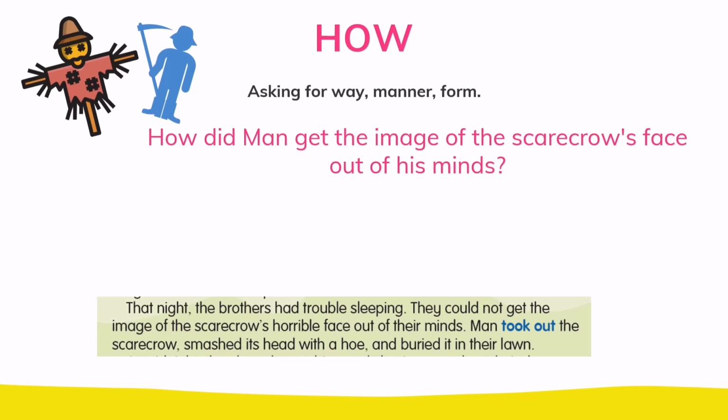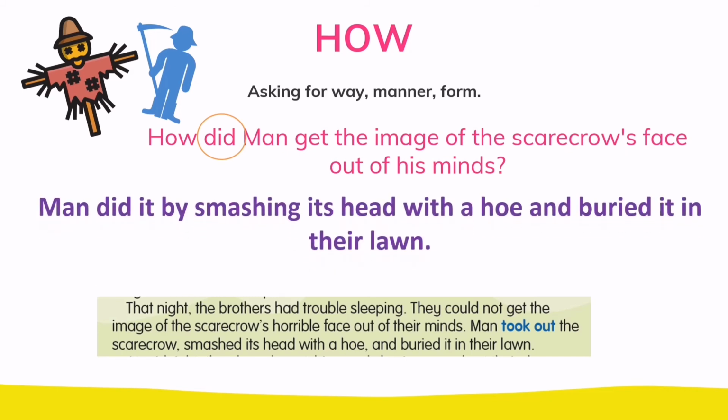You have a textbook? Okay, good. Okay, let's read the text together. That night, the brothers had trouble sleeping. They could not get the image of the Scarecrow's horrible face out of their minds. Oh, ada dah keyword kat situ. And Man took out the Scarecrow, smashed its head with a hoe. Apa dia hoe? Cangkul. Very good. And buried it in their lawn. So, how did Man get the image of the Scarecrow's face out of his minds?